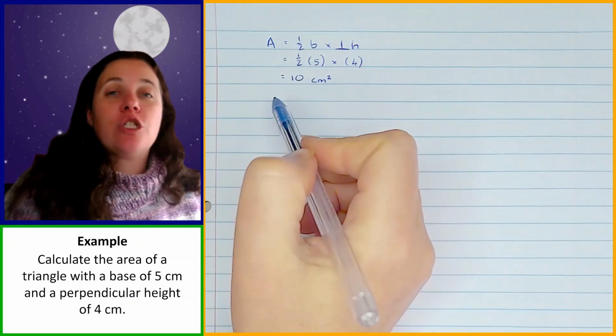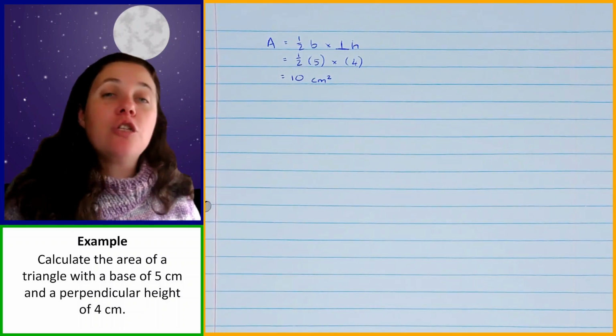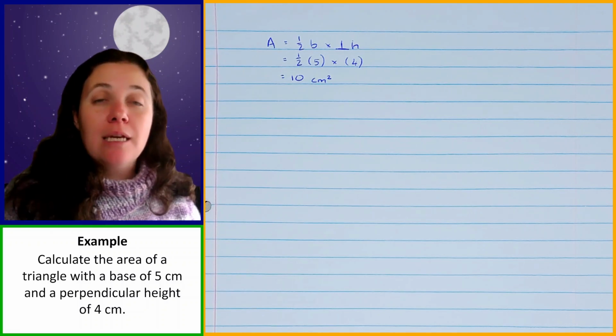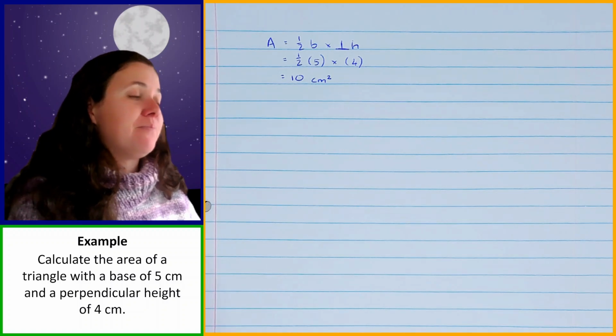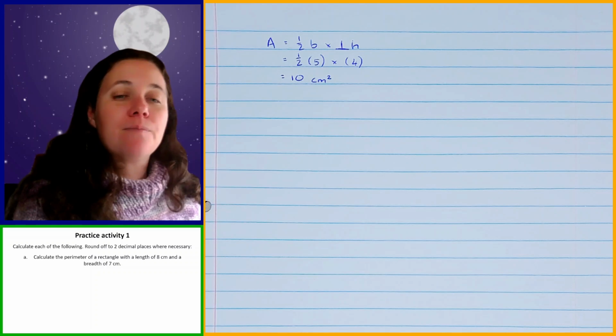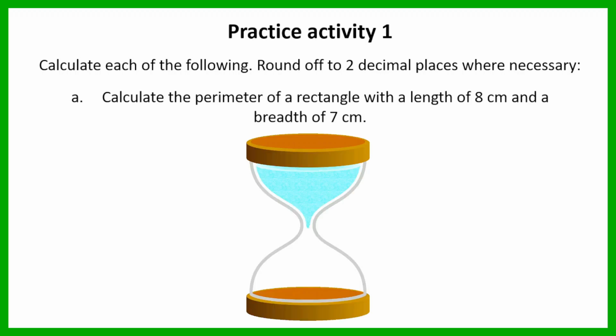So when you're doing a question with formulae like this, you need to write down the formula that you're going to be using. Then you need to substitute into that formula the values. Then you need to work it out, and then you need to give your answer with the correct unit of measurement. Okay, so now you're going to do a few for yourself. Here's the first one that you're going to do. It says calculate the perimeter of a rectangle with a length of 8 centimeters and a breadth of 7 centimeters. I'm going to give you 30 seconds to work on this question.